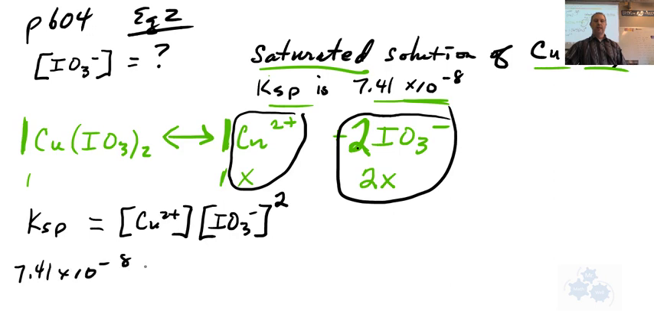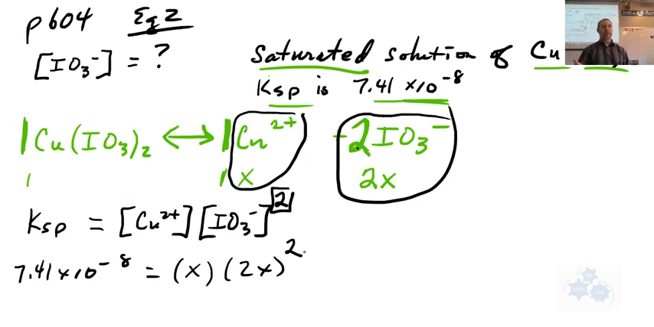7.41 times 10 to the negative 8 equals, and this is where it gets a little bit trippy, and usually students are like, wait. What goes in here? Cu2+ is x. IO3- is 2x. The KSP expression says I have to square it. So yes, 2x and square it. Double the x and square it. Trust me, that's how it goes. Aren't you doing the same thing twice? No, you're not doing the same thing twice. It's 2x and it's squared.